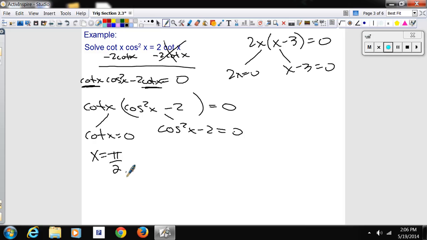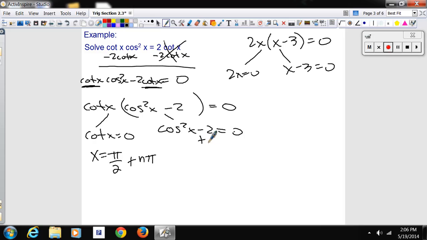So I could save myself a little time and just put plus n pi, and that would cover both of them. That would cover the pi over 2, and it would cover the 3 pi over 2. So I don't need to actually write the 2n pi, I can just put n pi on that one, and it will cover all my answers. Now let's solve this piece.